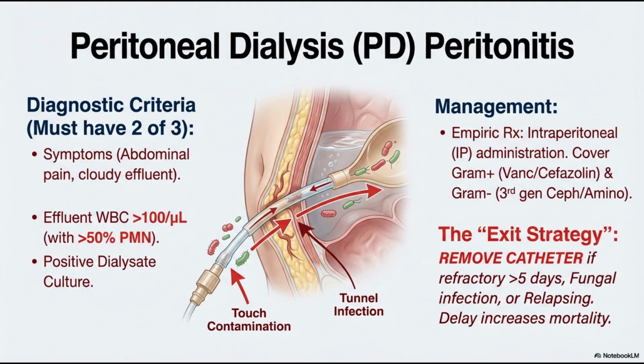And finally, catheter management. When do we have to pull the tube? We try to save the catheter, but there are hard stops. Rule 1, refractory. If the fluid isn't clear by day 5, it's mandatory removal. You save the peritoneum, you sacrifice the catheter.